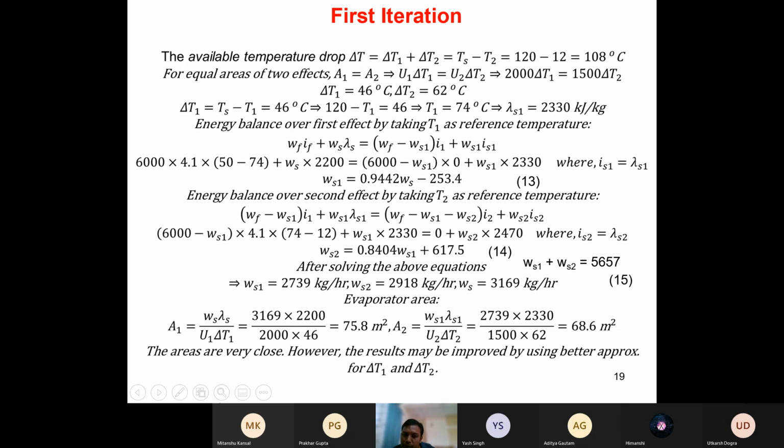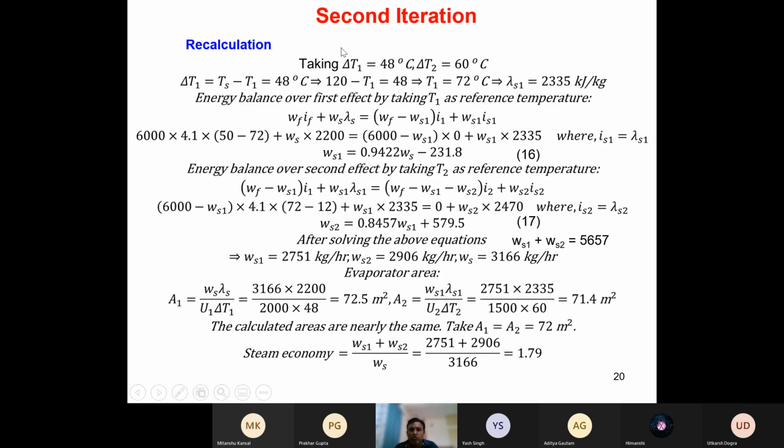So this is the checking point. This is the checkpoint. Unless your area matches, you will have to do the trial and error in the design. So we have redistributed the temperature delta T1 and delta T2 as 48 and 60. Now we have calculated based on this new value of delta T1 and delta T2.